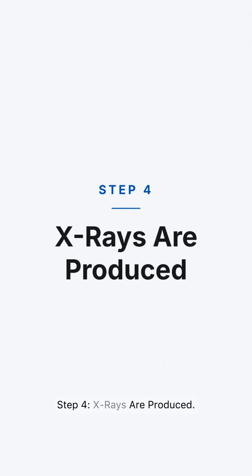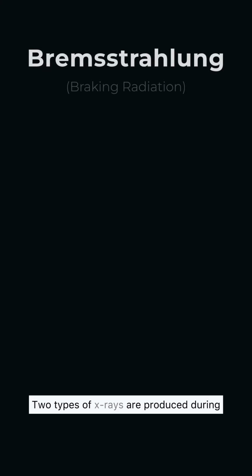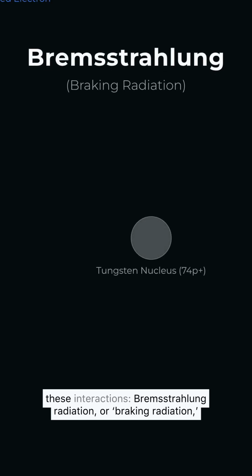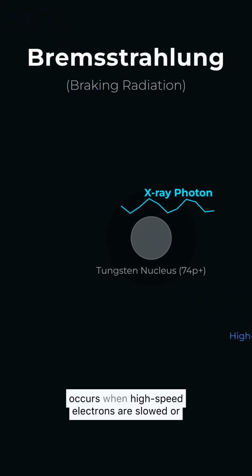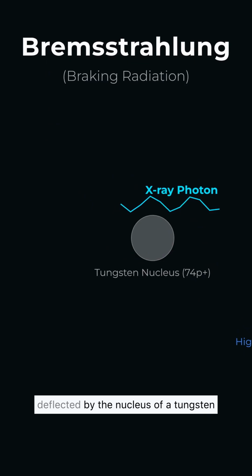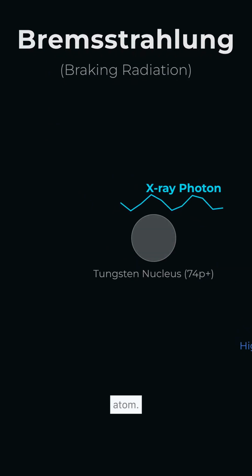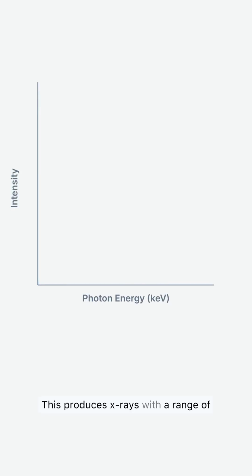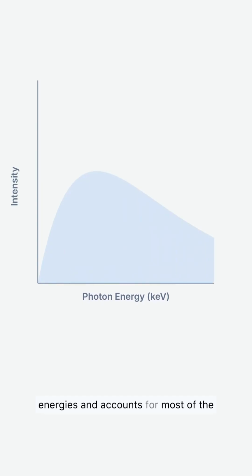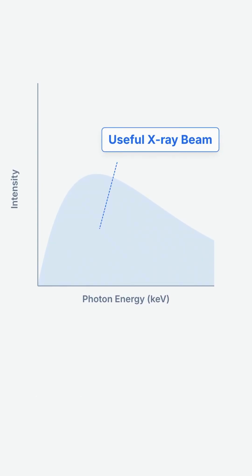Step 4. X-rays are produced. Two types of X-rays are produced during these interactions. Bremsstrahlung radiation, or braking radiation, occurs when high-speed electrons are slowed or deflected by the nucleus of a tungsten atom. This produces X-rays with a range of energies and accounts for most of the useful X-ray beam.